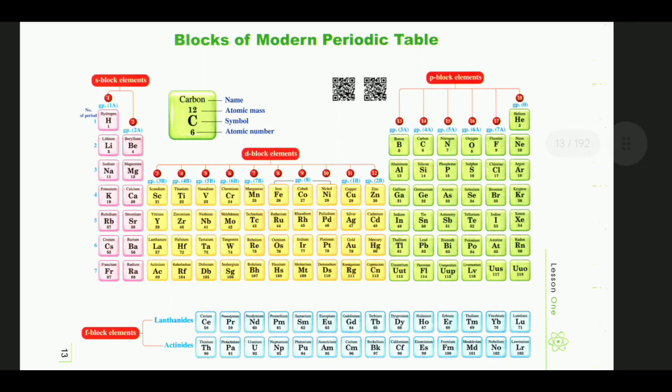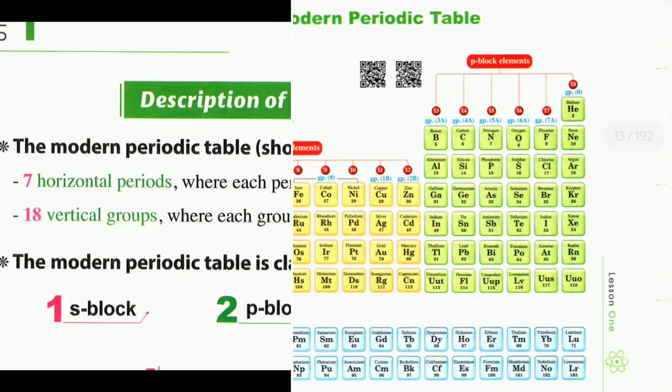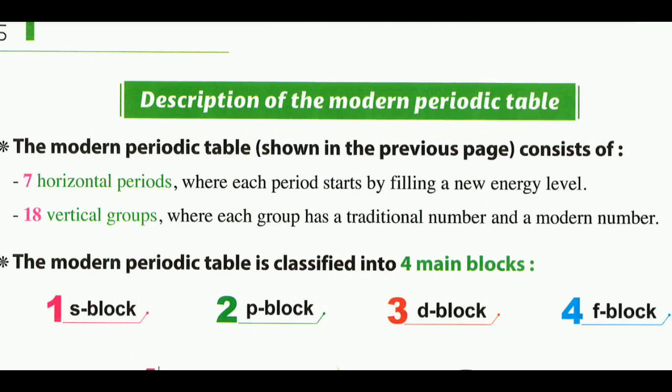Description of the modern periodic table. The modern periodic table shown on the previous page consists of 7 horizontal periods, where each period starts by filling a new energy level, and 18 vertical groups, where each group has a traditional number and a modern number. The modern periodic table is classified into 4 main blocks: 1. S block, 2. P block, 3. D block, 4. F block.